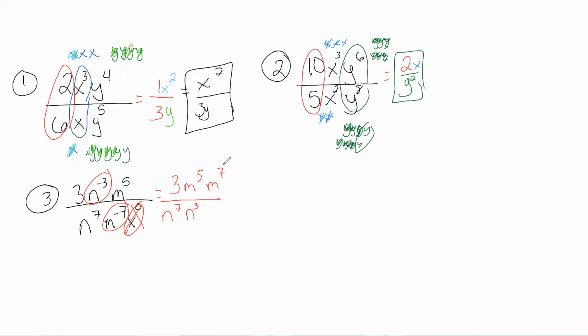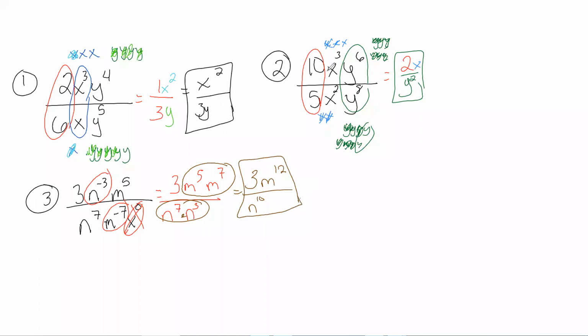Okay, so now looking, I have 2 m's that are next to each other. If I combine those and I use our product rule, that means add the exponent, so I get m to the 12th power. On the bottom here, I have 2 n's next to each other. Again, add your exponents and we get n to the 10th power. I have no negative exponents anywhere anymore. I don't have anything division top to bottom that I can simplify. So this would be your final answer.